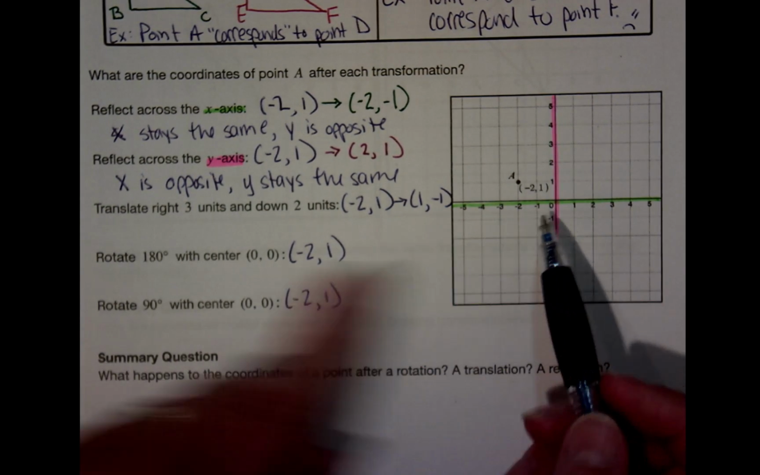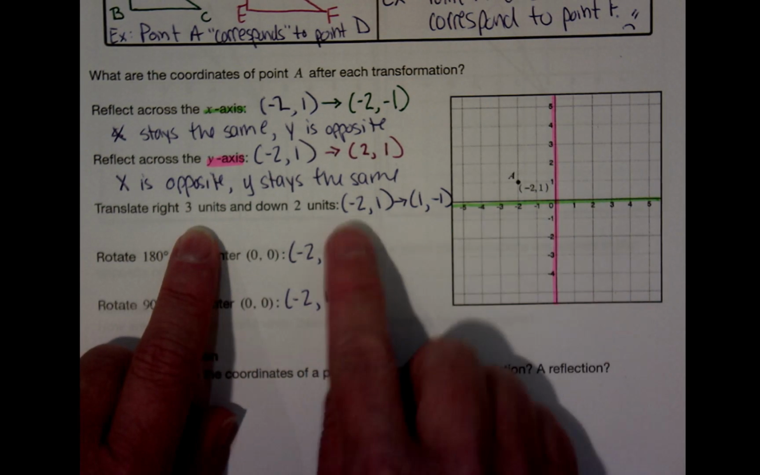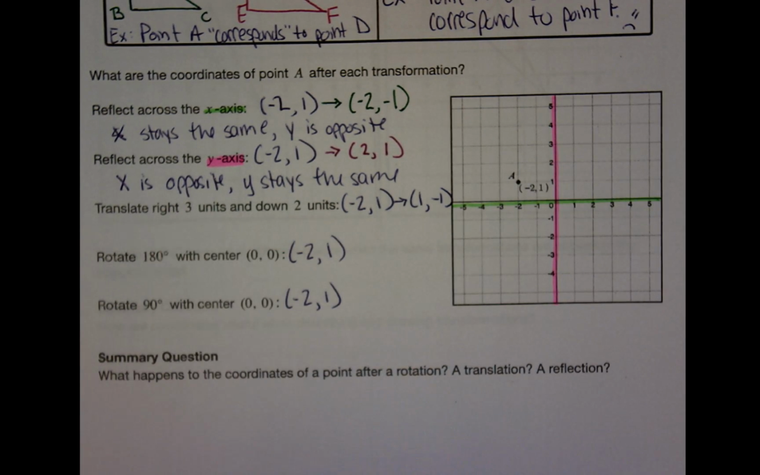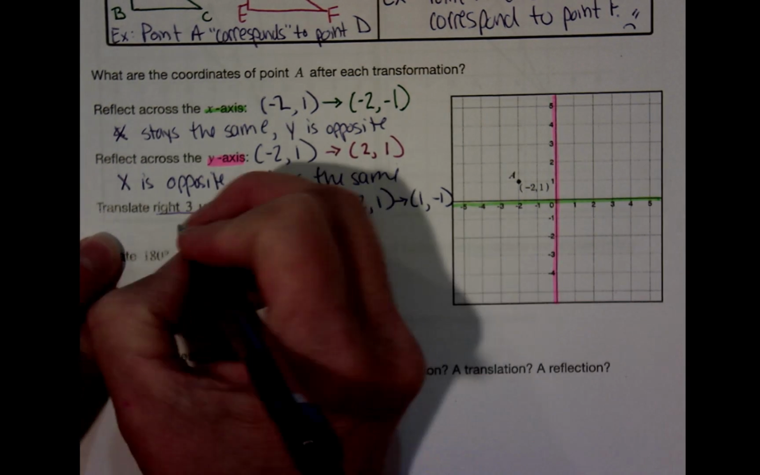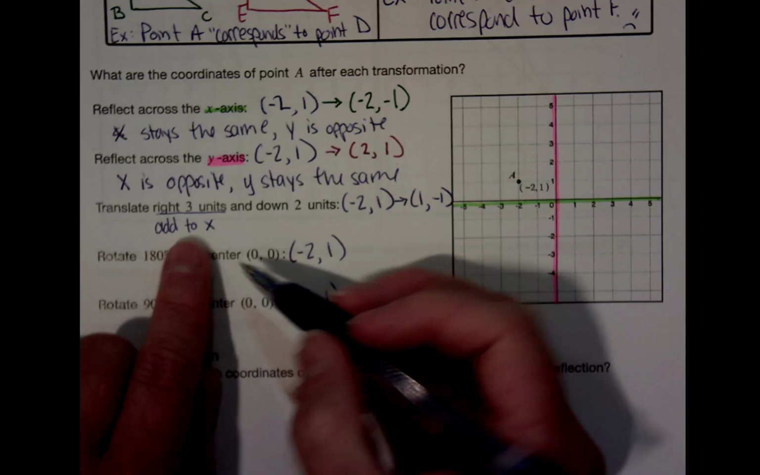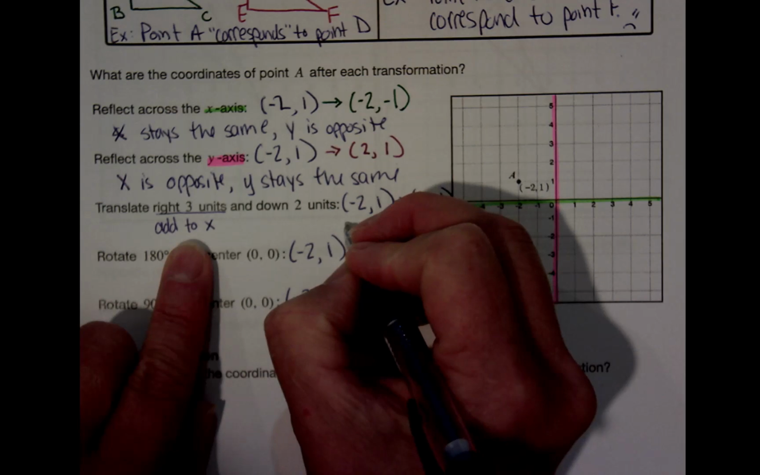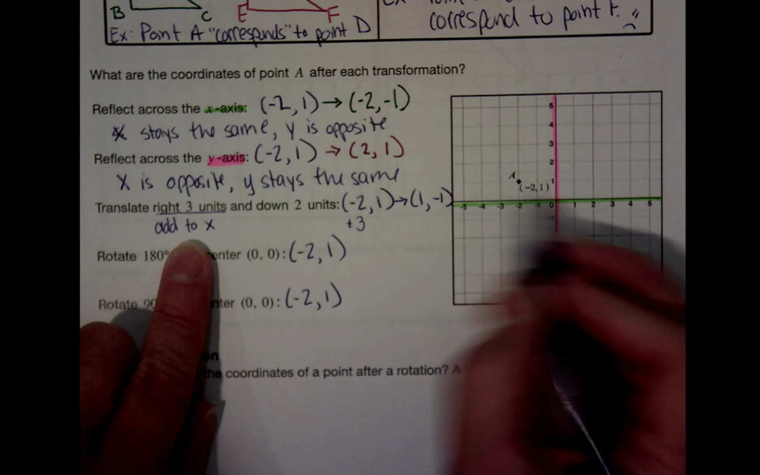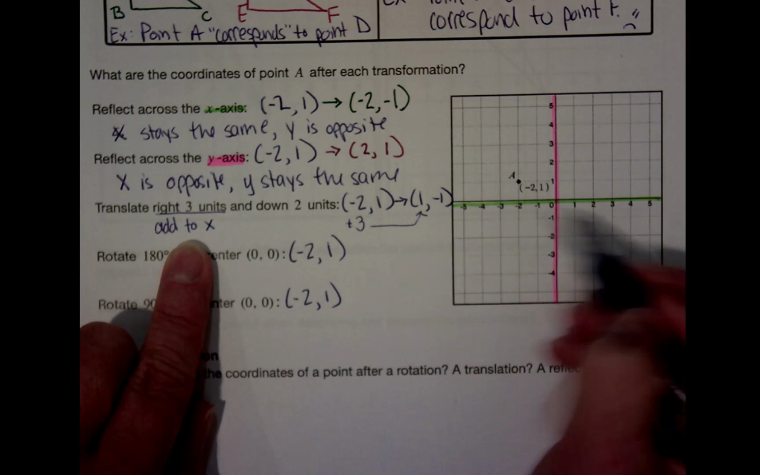Let's think about what really happened here. If x is the number that moves us left to right along the x-axis, then if I have something telling me that I'm moving to the right 3 units, I'm going to be adding to x. I'm adding 3 to this x value. So if I take -2 and add 3, moving 3 units to the right, then my new x value is this, +1.